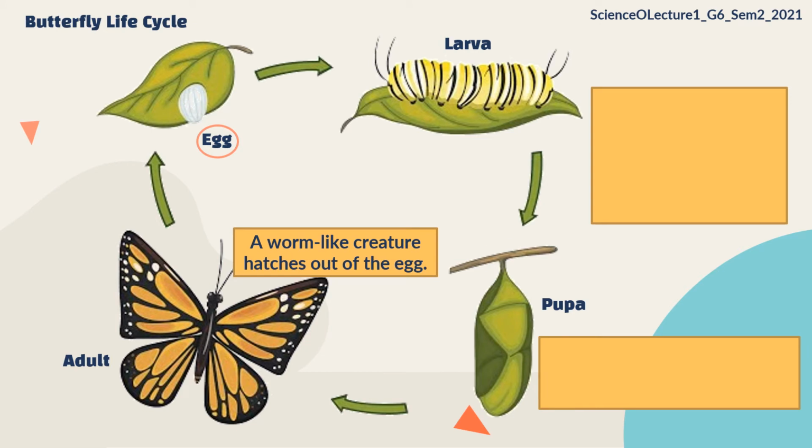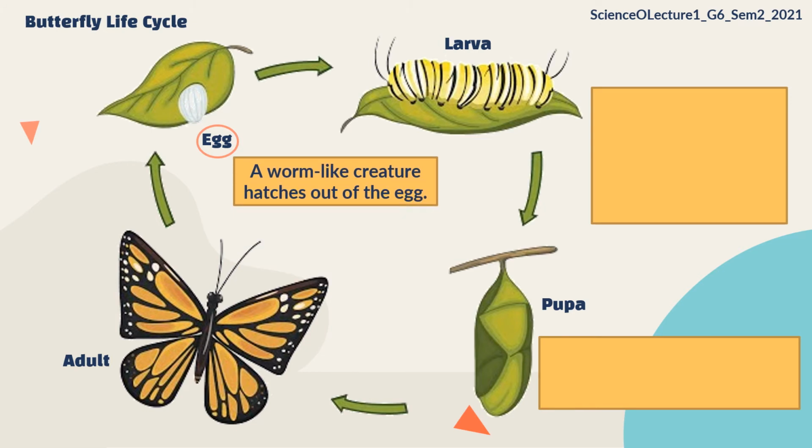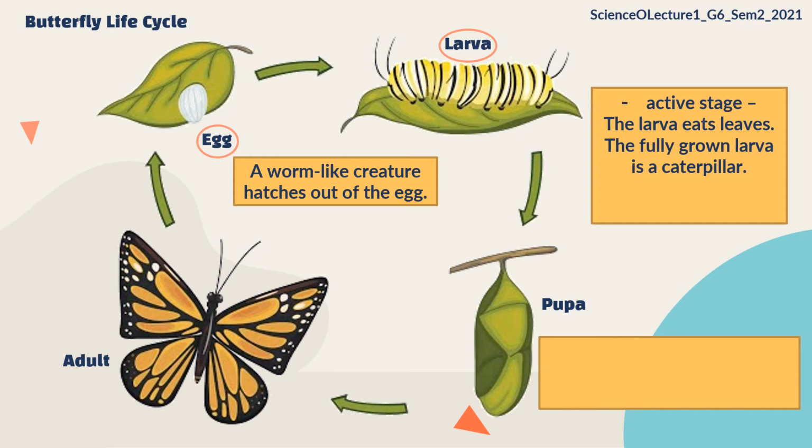A few days later, a creature that looks like a worm hatches out of the egg. This is the larva. The larva stage is the active stage. It's where all the development and the growth of the butterfly happens. The larva feeds on leaves and grows in a fast way. The fully grown larva is a caterpillar with 6 legs. This caterpillar does not look like the adult butterfly.